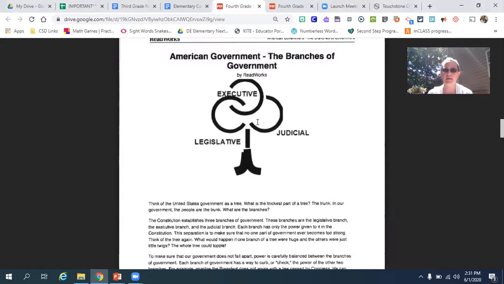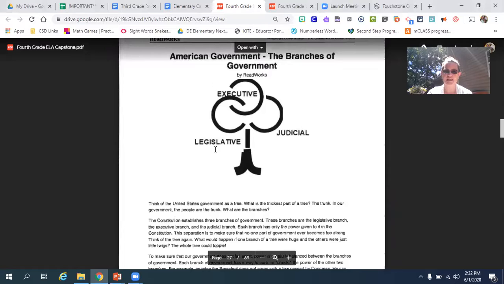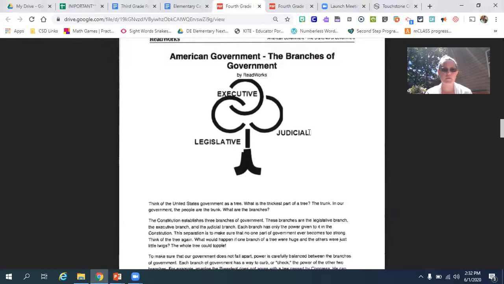So the American government, the branches of government. Here it kind of looks like a tree. So you have the legislative branch, the executive branch, and the judicial branch. Remember with the branches of government, they all have to work together in order for the government to work. It's checks and balances. They all have equal power.